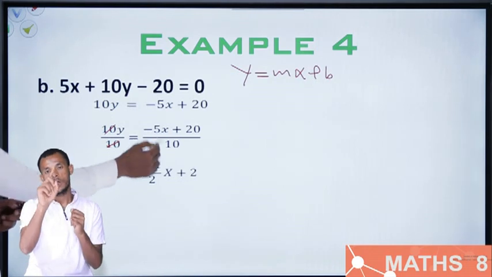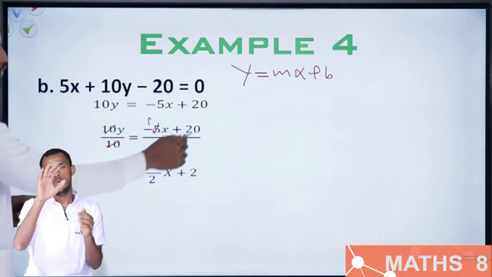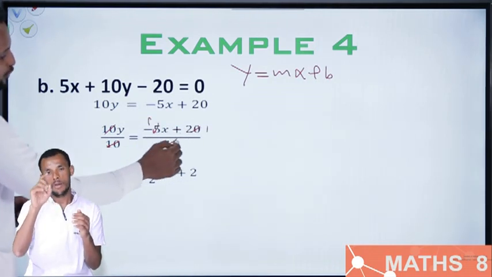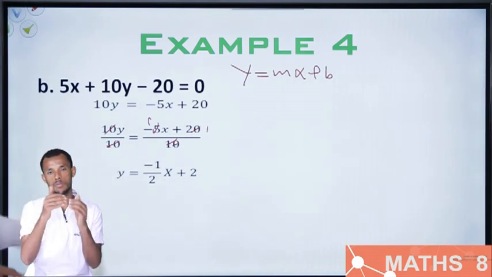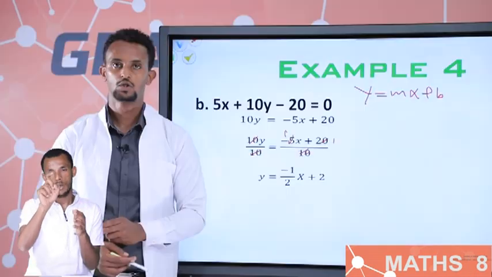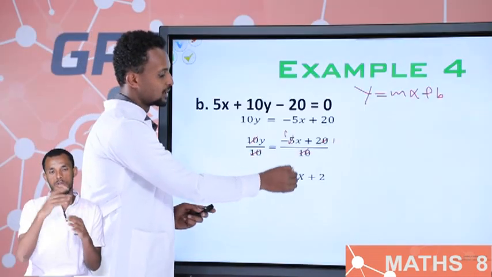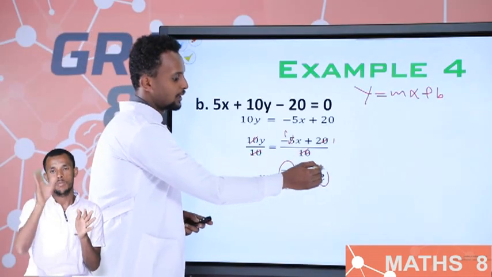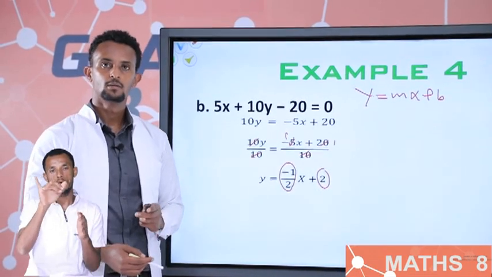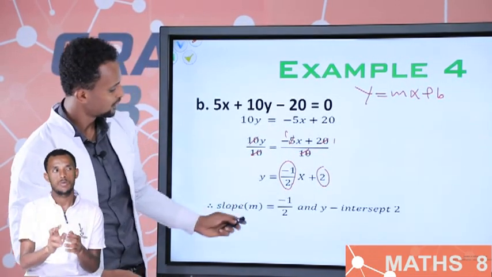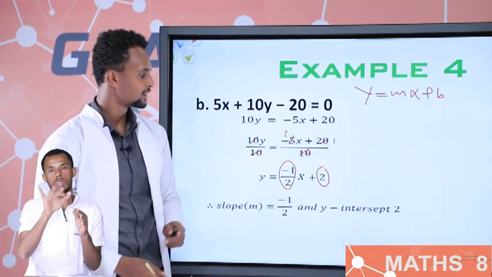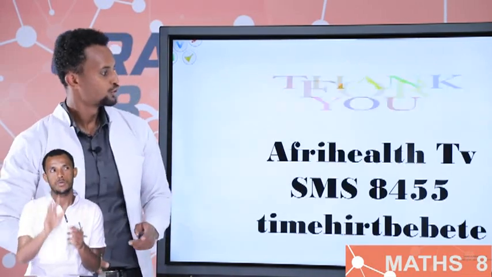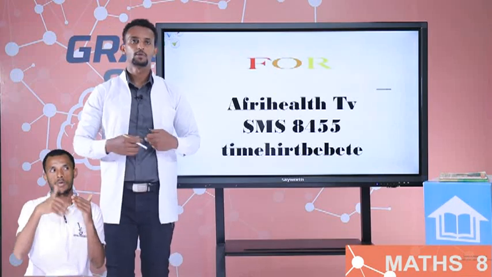Then y is equal to minus 5 over 10 x, plus 20 over 10. Therefore, y is equal to minus 1 over 2 x plus 2. Therefore, the slope is negative 1 over 2, and the y-intercept is 2. So, the slope is minus 1 over 2. The y-intercept is 2. So, this is all about chapter 3.